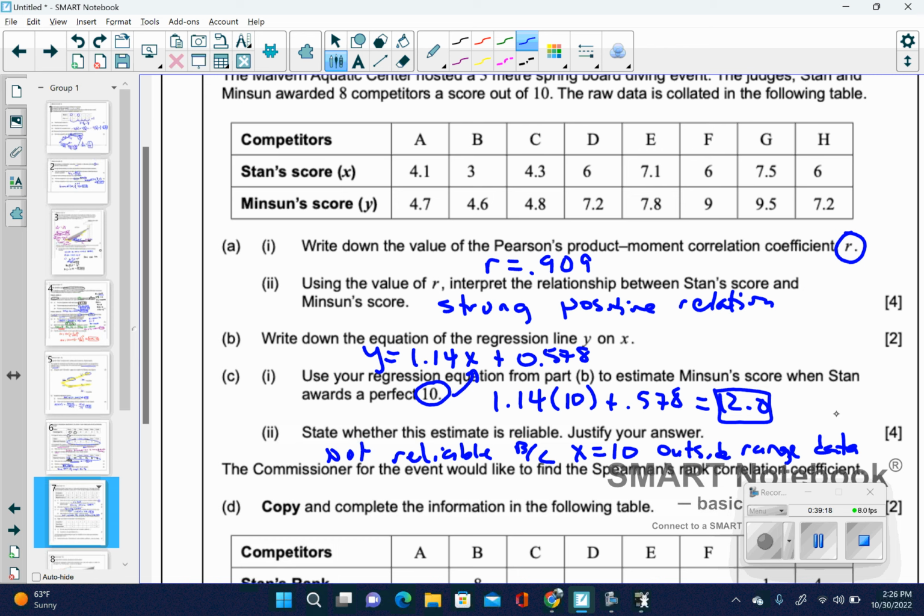And also we can't have a score of greater than 10, right? Because if you look at it, it's a score that's out of 10. So that's another reason also. The highest score that you can have is 10, so how can you have a score that is greater than 10? That will not make sense. Whereas this one is 12.0, that doesn't make sense.